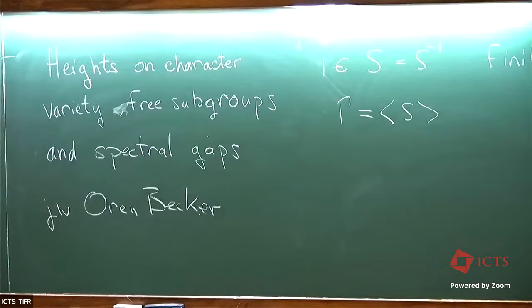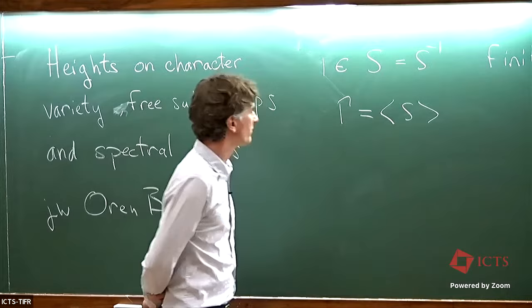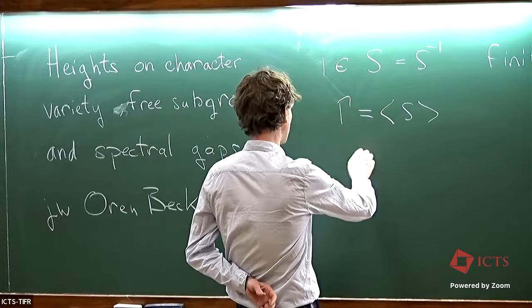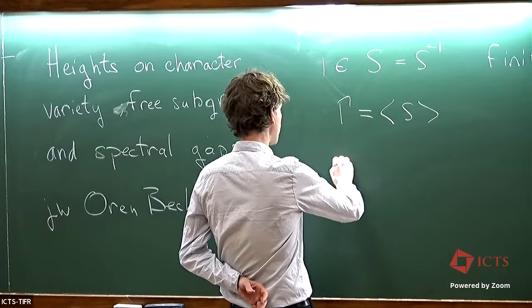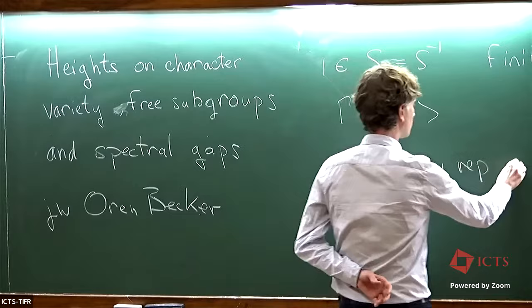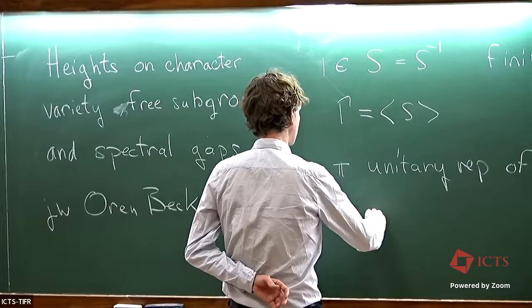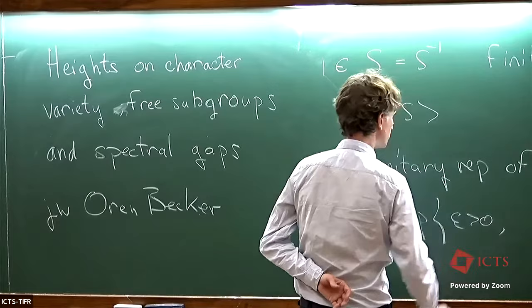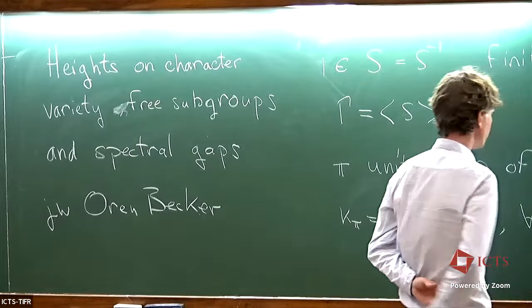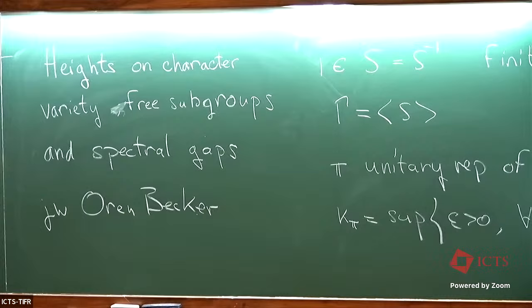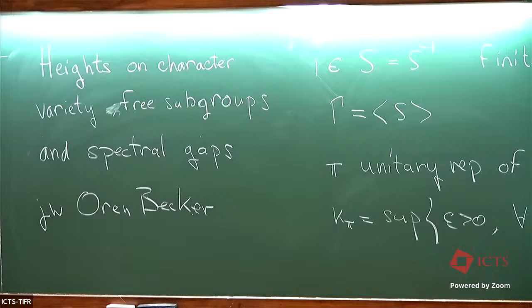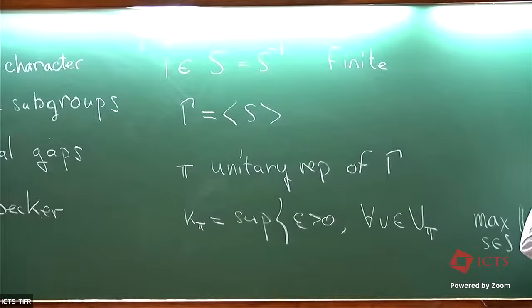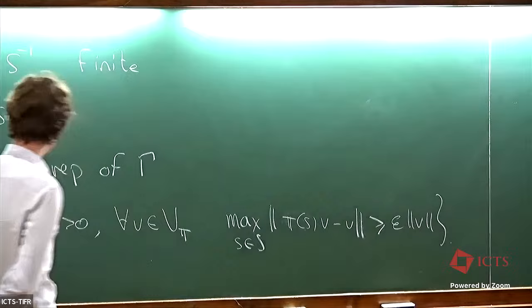In a previous talk by Piotr Novak, we heard about Kazhdan constants. So I'm going to define this. If you have pi, a unitary representation of gamma, then you can define k pi, which is the supremum of all epsilon for which, for every vector v in the representation space, the max over s belonging to S of the norm of pi(s)v minus v is bigger than epsilon times the norm of v. And that's k pi of S. It depends on S.